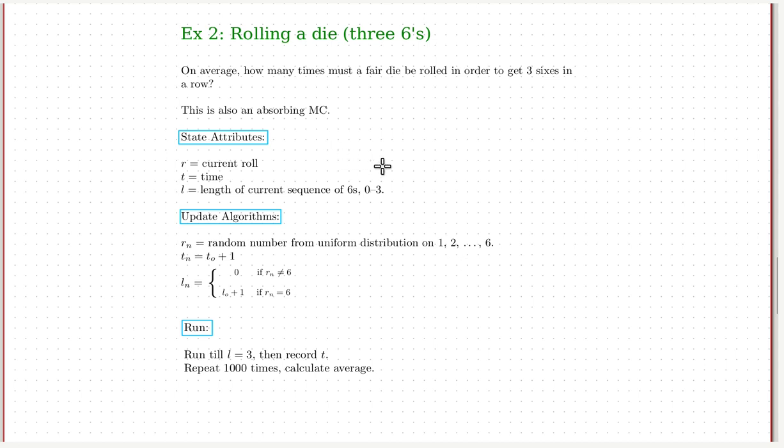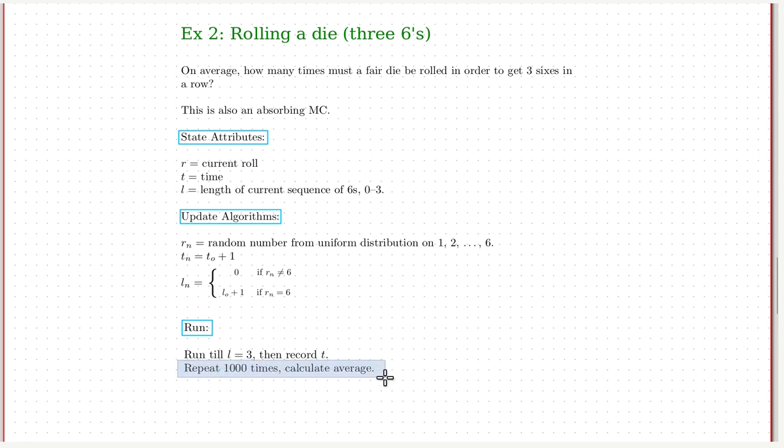And the idea would be then, using these rules for updating, we run the system maybe 1,000 times. Each time we run it, we will run it until L equals 3. That's how we know we've achieved our goal, and that we've gotten 3 6s in a row. And then when that happens, we can just record the value of T, and then we'll know how long it took on that particular simulation to roll 3 6s in a row.